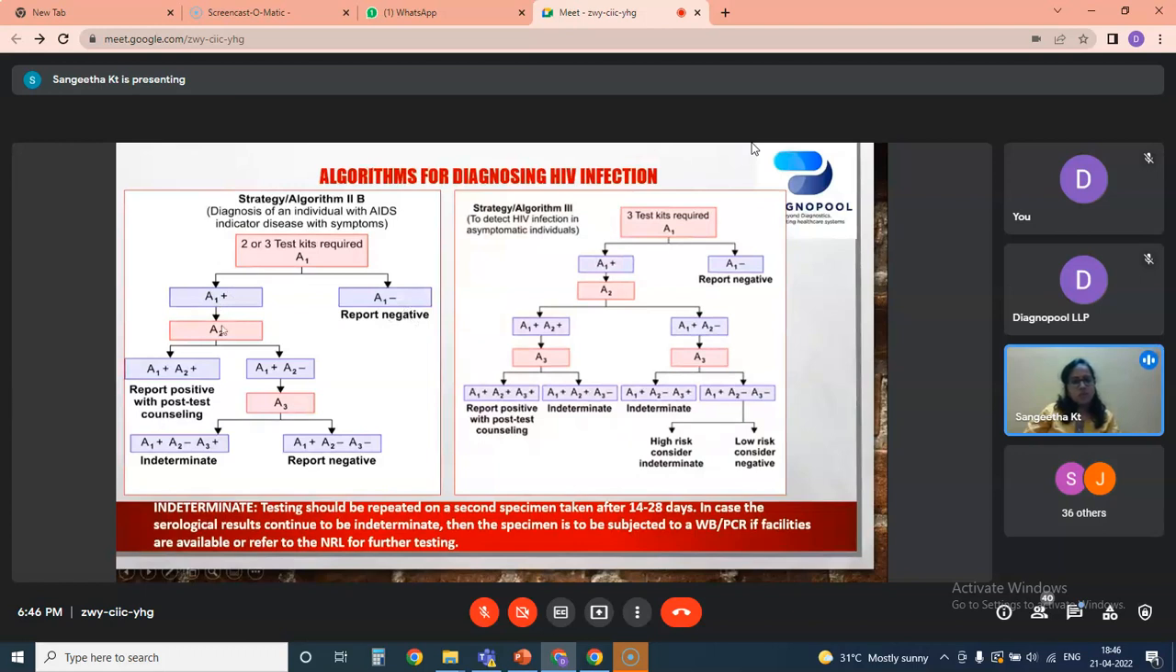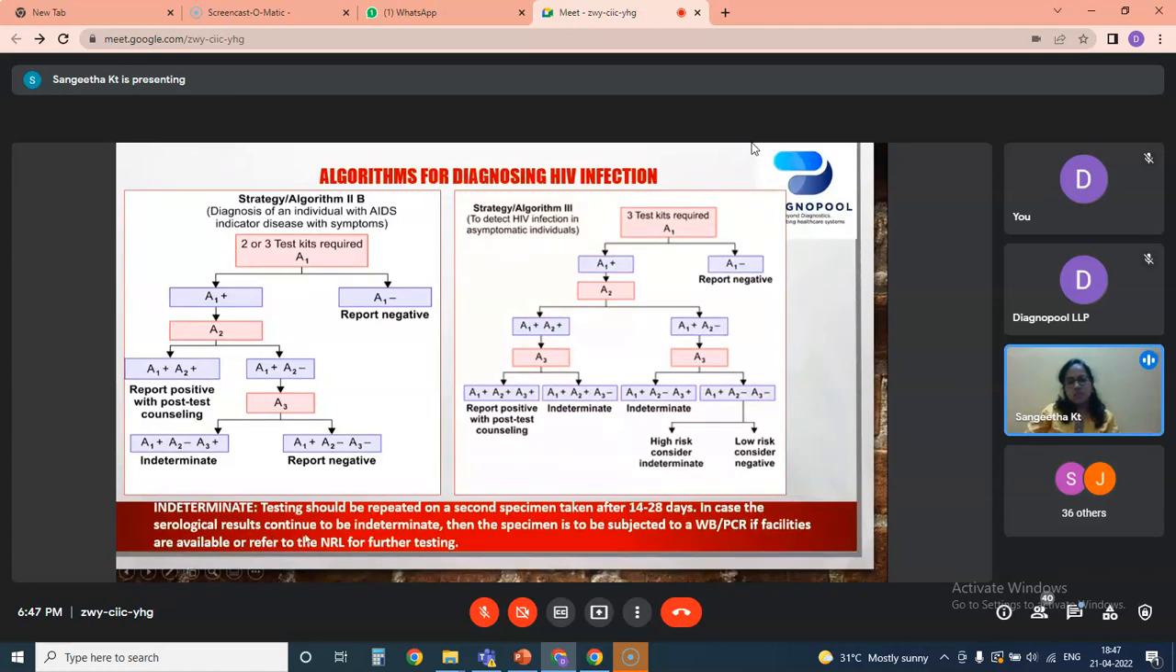So when coming to the highly sensitive test, if the first test is negative, you can report it as negative. But if the first test is positive, go about doing a second test. If both tests are positive, you can report positive with post-test counseling. Now suppose the first test is positive and the second test is negative, you need to do a tiebreaker test, that is a third test. If the first test is positive, the second negative and the third positive, we call it indeterminate or equivocal. In indeterminate cases, testing should be repeated on a second specimen taken after 14 to 28 days.